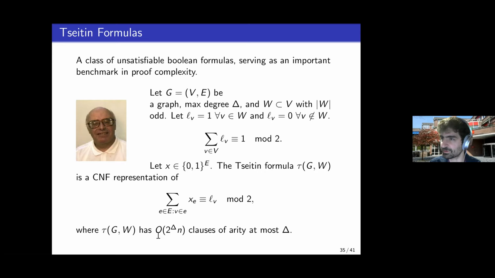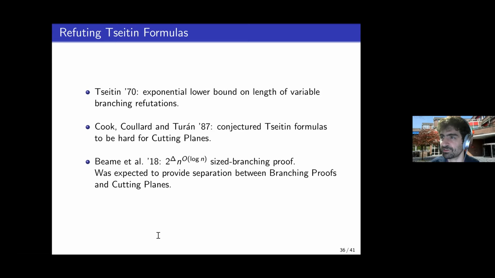So these are trivially unsatisfiable formulas for these parity constraint reasons, but apparently parity is hard for things like resolution to see. These were used initially by Tseitin to show lower bounds on, I can't remember which version of resolution, but some version of resolution. And then at some point it was conjectured that Tseitin formulas should also be hard for cutting planes. This conjecture has been around for a while, since essentially the work of Chvátal and Turán.